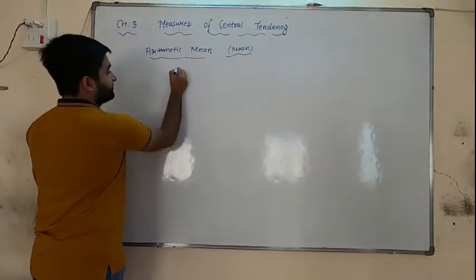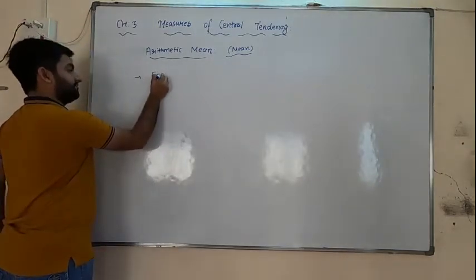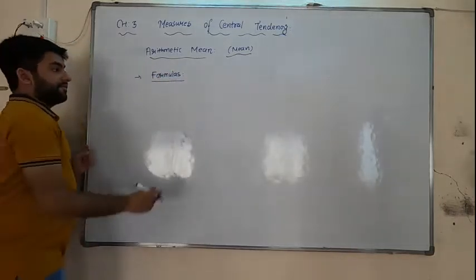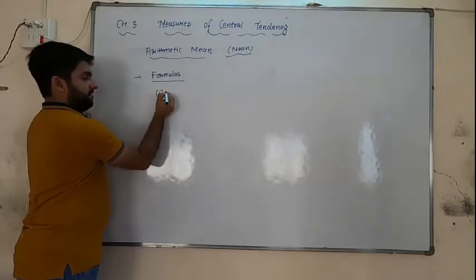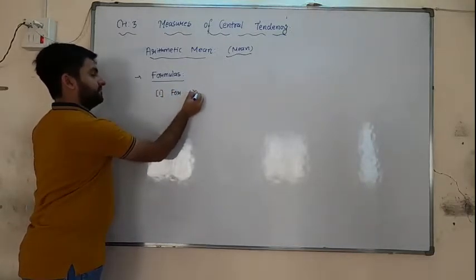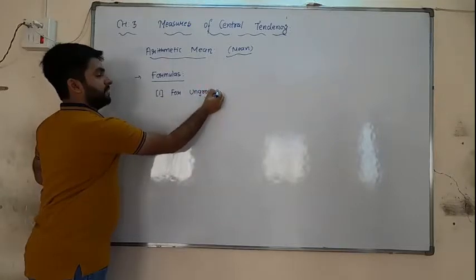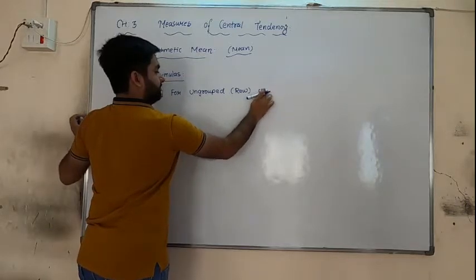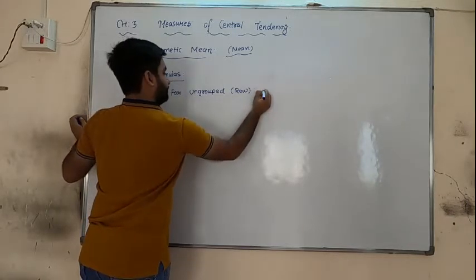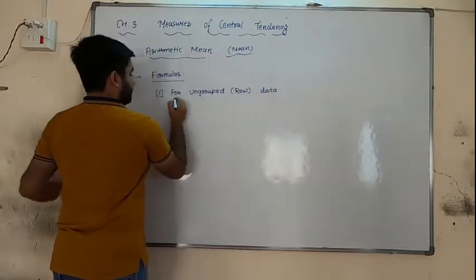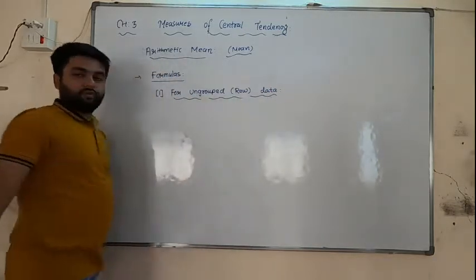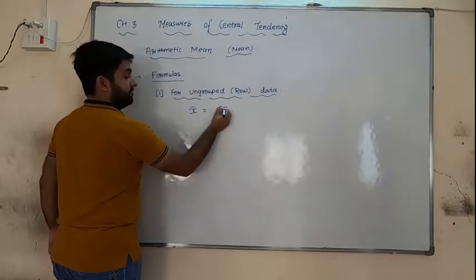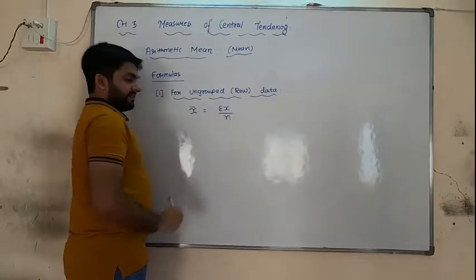So arithmetic mean, and in that, formulas. First, for ungrouped or raw data, x bar is equal to sigma x by n.